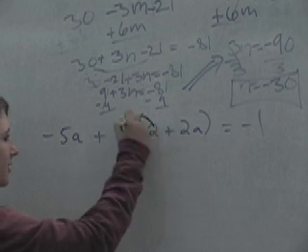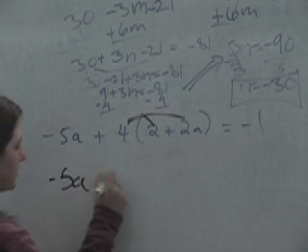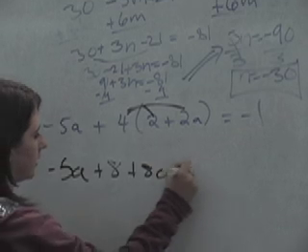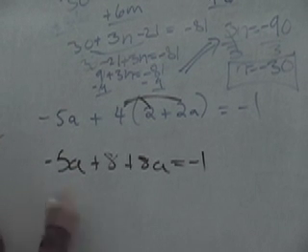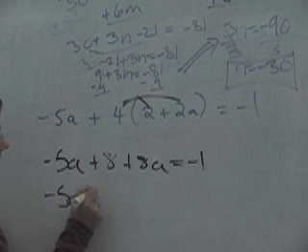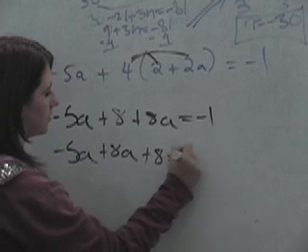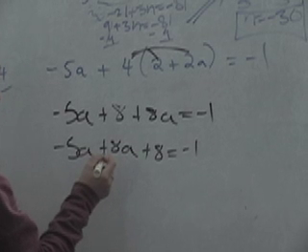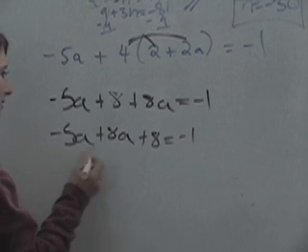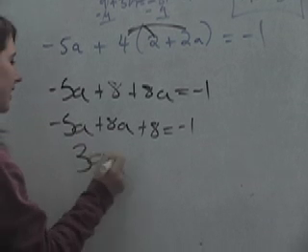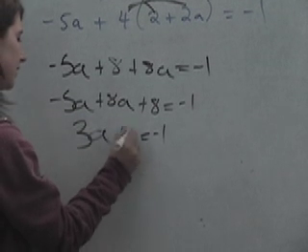You distribute the 4 to both, so it would be negative 5a plus 8 plus 8a equals 31. And then I thought it over, so it's negative 5a plus 8a. Excellent. You rewrote it. That makes it so much easier. And then that would be positive 3a plus 8 equals 31. You subtract 8 from both sides.